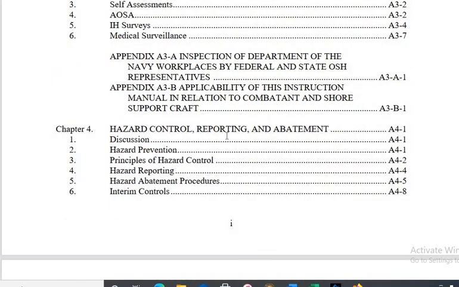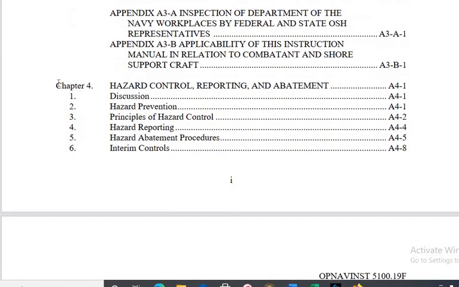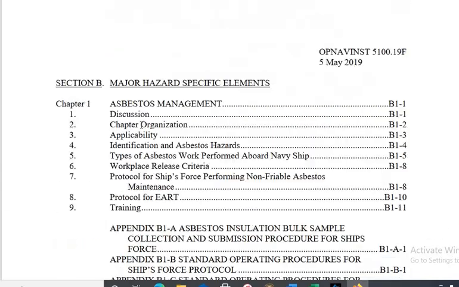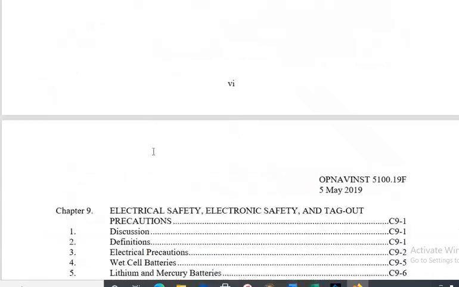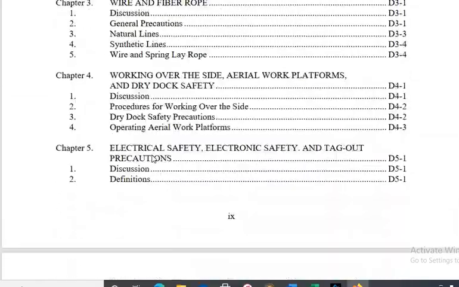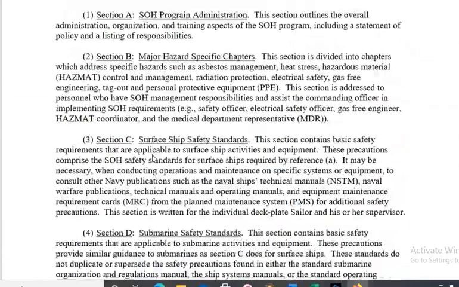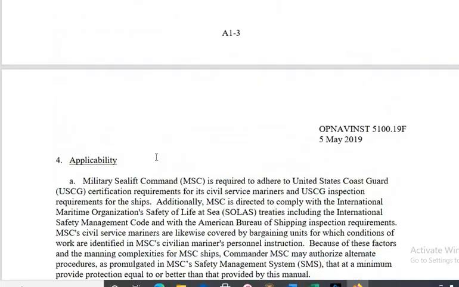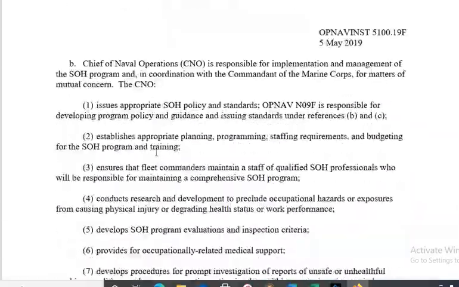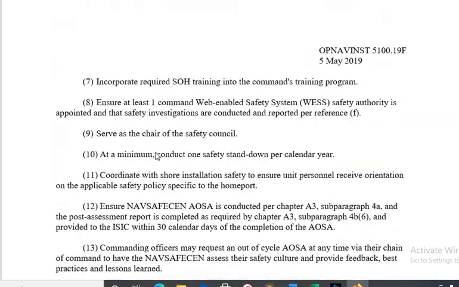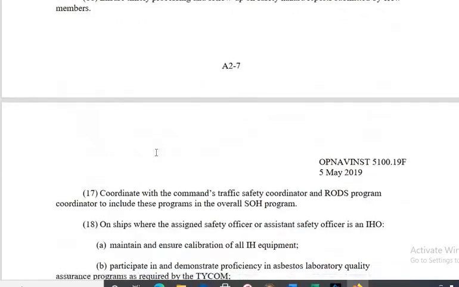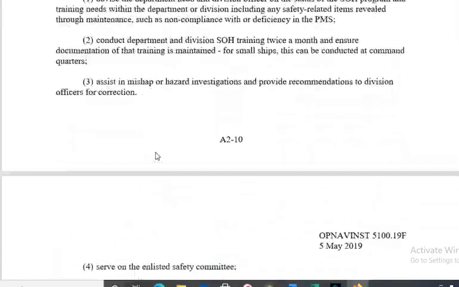So today we're going to be going over Alpha 4, which is hazard control, reporting, and abatement. There's not a lot of stuff in this instruction, this will probably be another 10-15 minute video. There's a couple timelines in here, but in general, I think the big thing it goes over is some timelines, one form, rack codes, and that's really it. Let's pull it up.